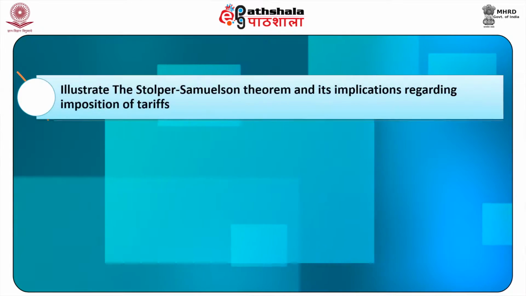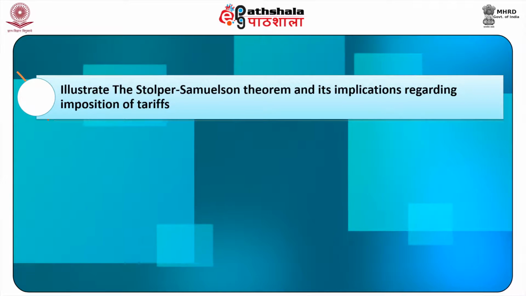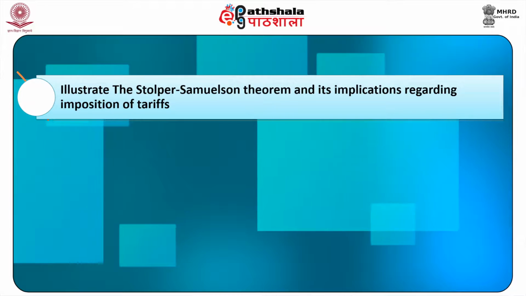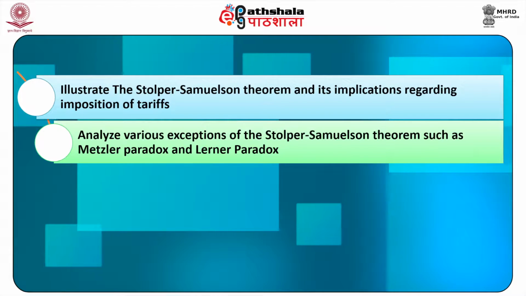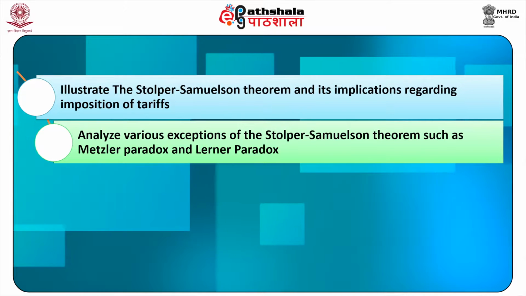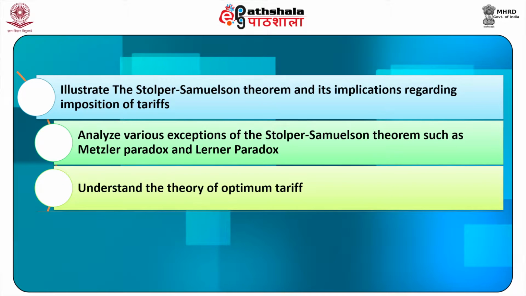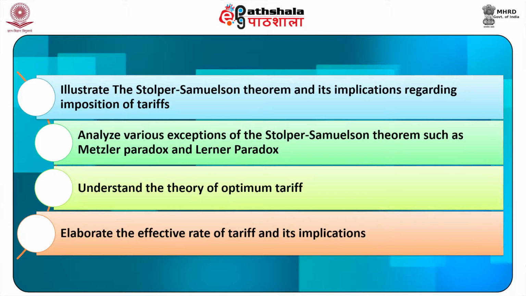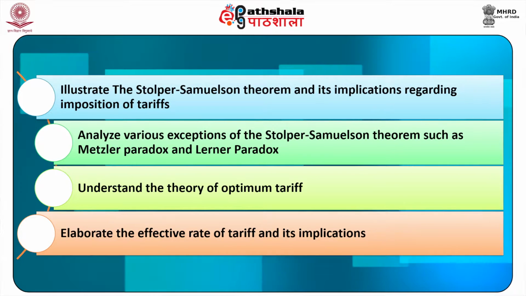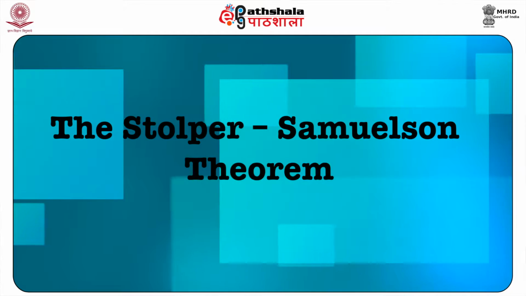After studying this module, you shall be able to illustrate the Stolper-Samuelson theorem and its implications regarding imposition of tariffs. Analyze various exceptions of the Stolper-Samuelson theorem such as Metzler Paradox and Lerner Paradox. Understand the theory of optimum tariff. Elaborate the effective rate of tariff and its implications. Now we will discuss the Stolper-Samuelson theorem.